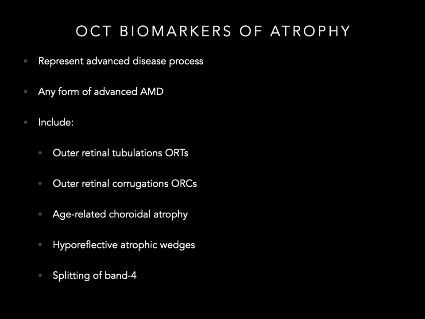The OCT biomarkers of atrophy, on the other hand, represent the advanced disease process, and they can be seen in any form of advanced AMD. They include outer retinal tubulations or ORTs, outer retinal corrugations or ORCs, age-related choroidal atrophy, hyporeflective atrophic wedges, and the splitting of band 4.